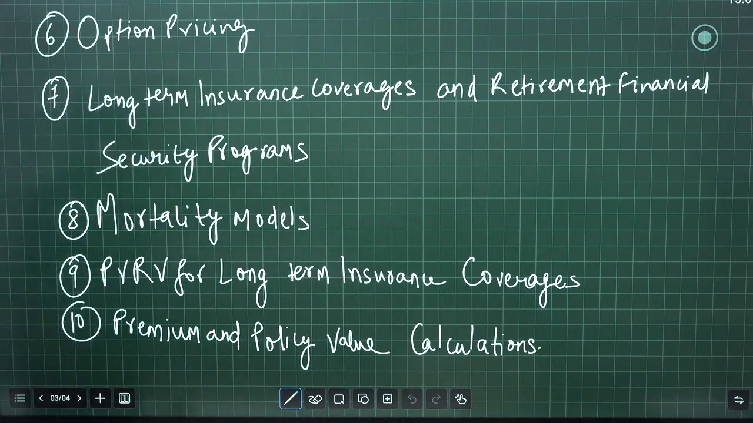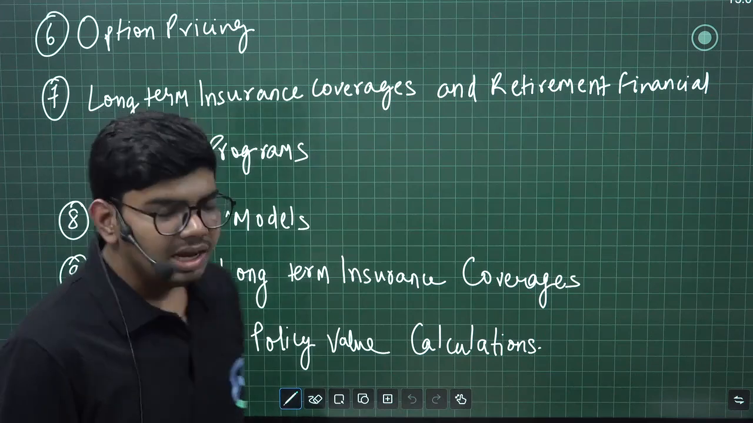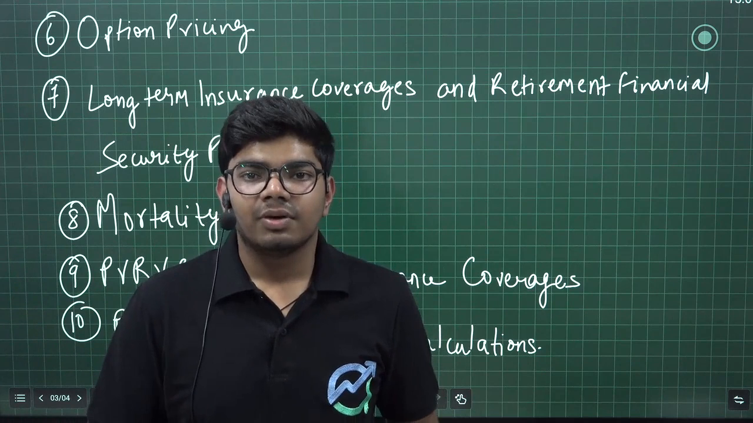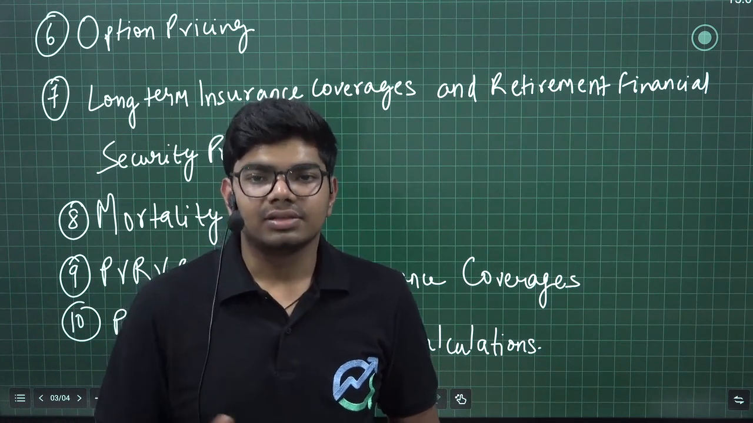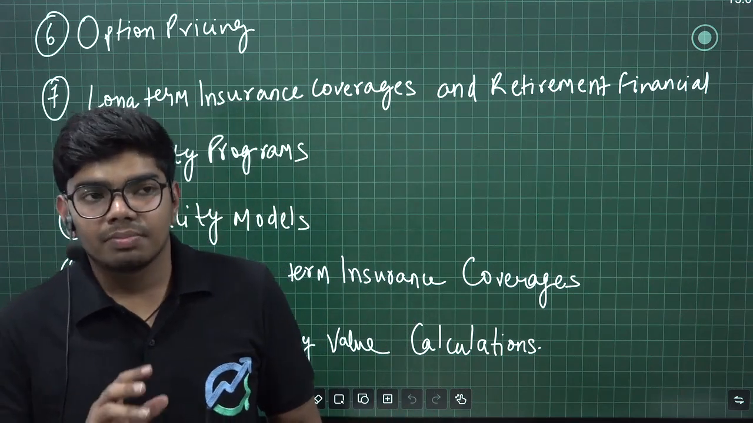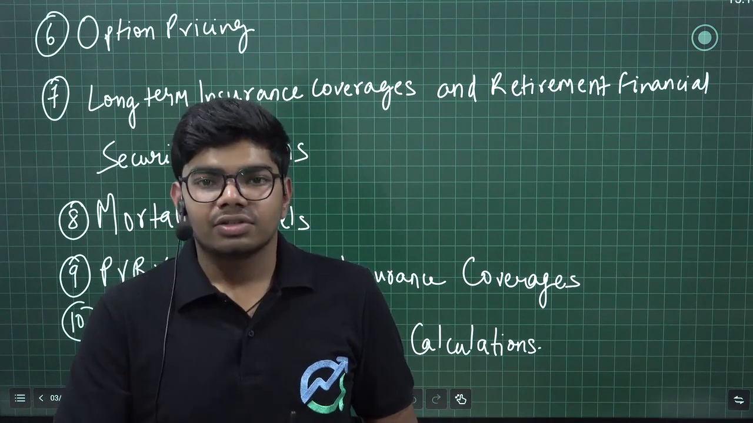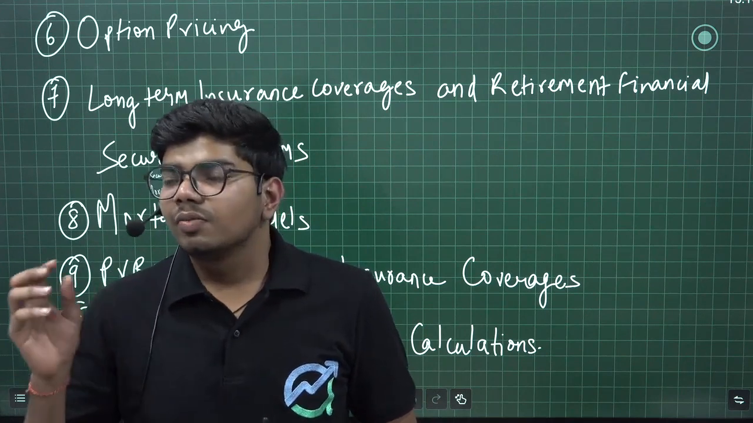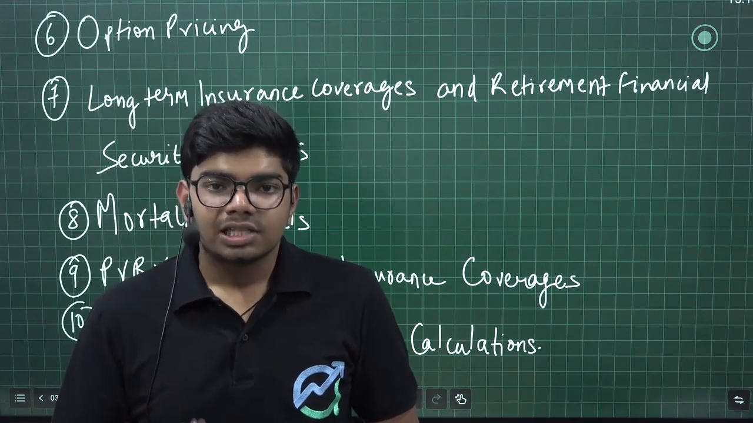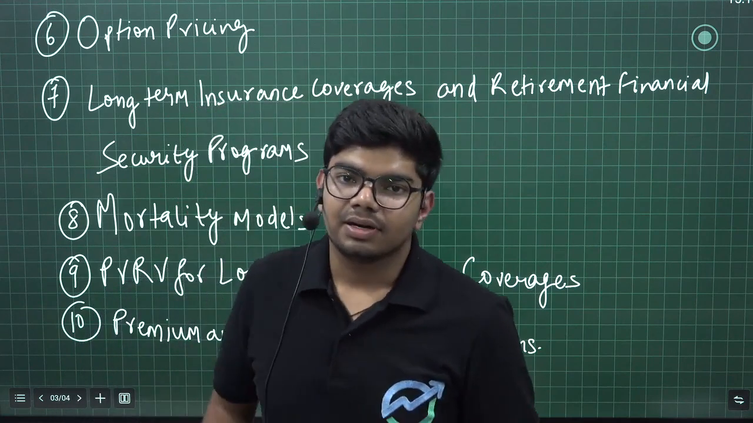Next, you have PVRV, which is the present value random variable for long-term life insurance coverages. Inside this part, you would be dealing with different life insurance policies and different annuity policies, for example endowment assurance, pure endowment, term endowment, and whole life assurance, and everything like that. You would be dealing with temporary annuity, whole life annuity, and how to model them.